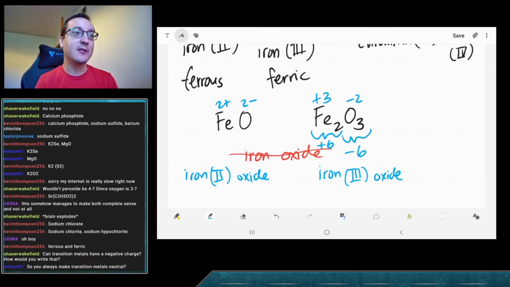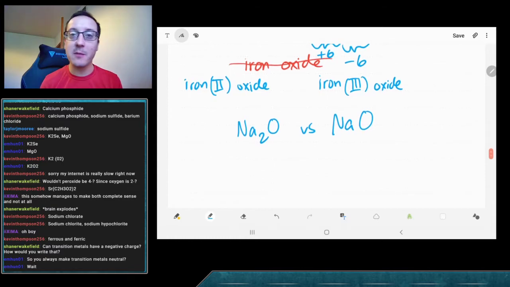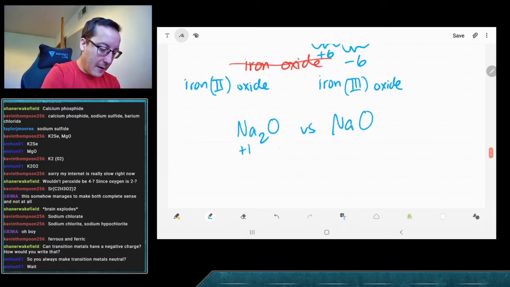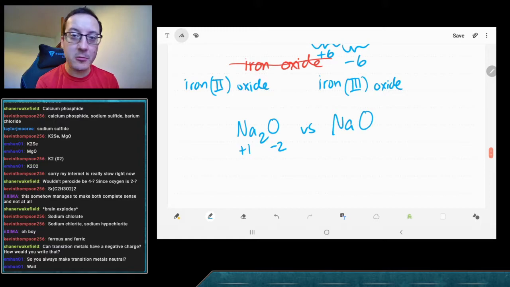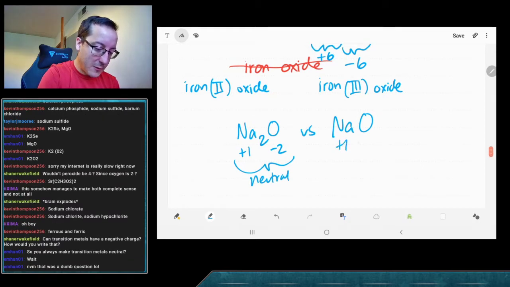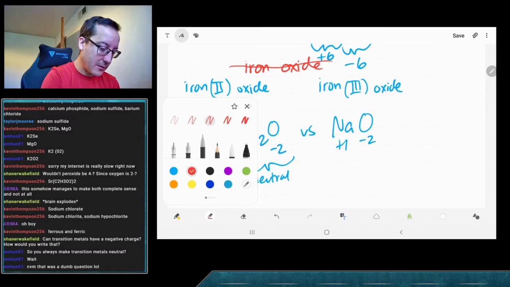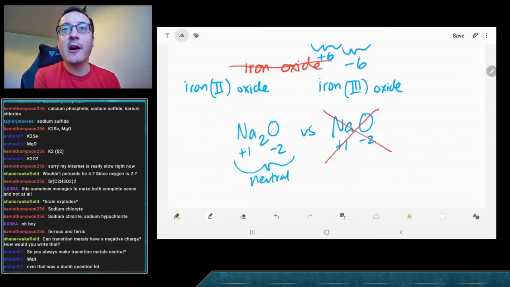All compounds must be neutral. So, the whole thing, why we have this one: sodium must be +1, and oxide is -2, right? So this one is neutral. However, this one here, +1 -2, does not work, right? This would not be the correct compound. It would not work that way.